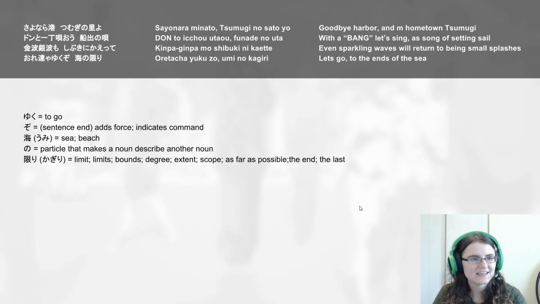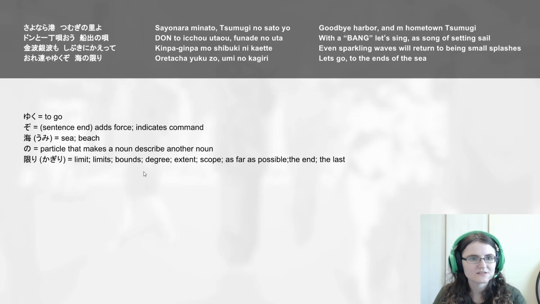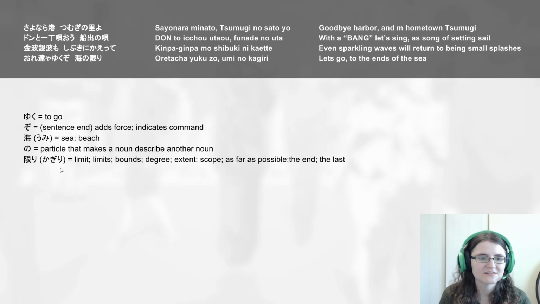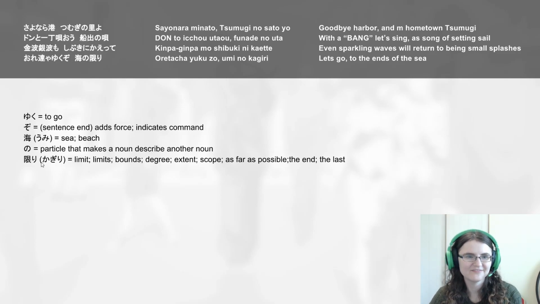Let's see. Next we have yuku. So this goes together with this, like oretacha, yuku. So we go, and then zo just adds emphasis to that. And then umi means sea or a beach, and then no is making that describe kagiri, which is like the limits or the bounds or the degree. So like the limits of the sea. Like let's go all the way to the end of the sea.